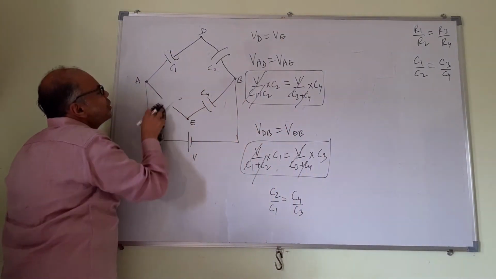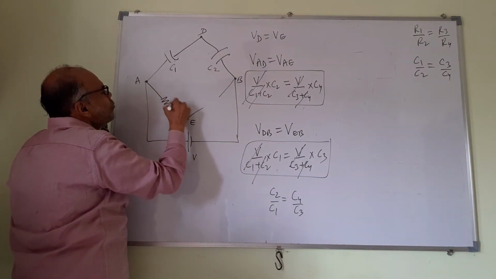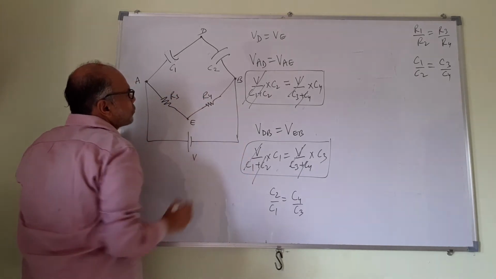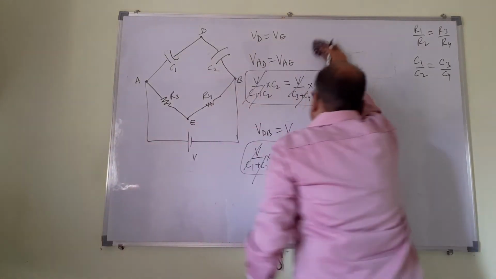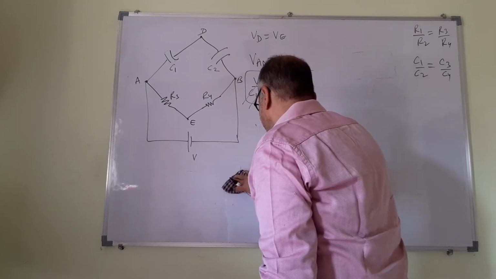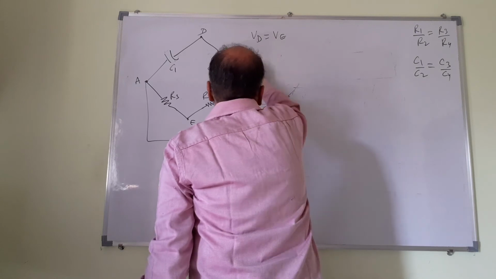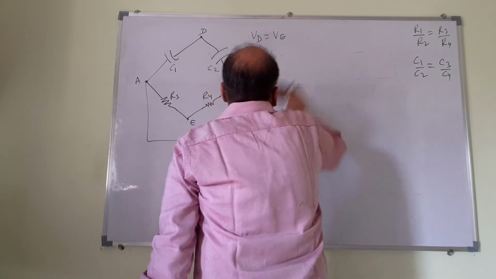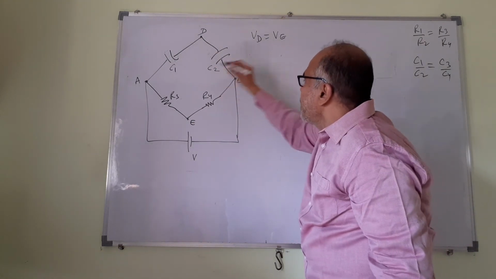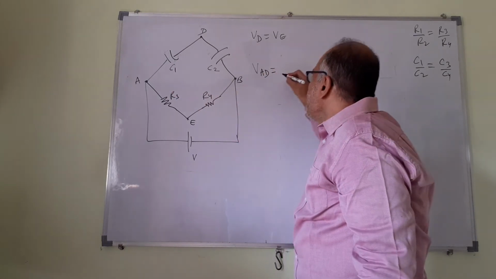Now, instead of C3 and C4 here, we would like to have resistors. I'll call them R3 and R4. So now, again it's the balance condition. We are assuming it's a balanced Wheatstone bridge. So the potential of D and potential of E is the same. So now I can say VAD equals VAE.